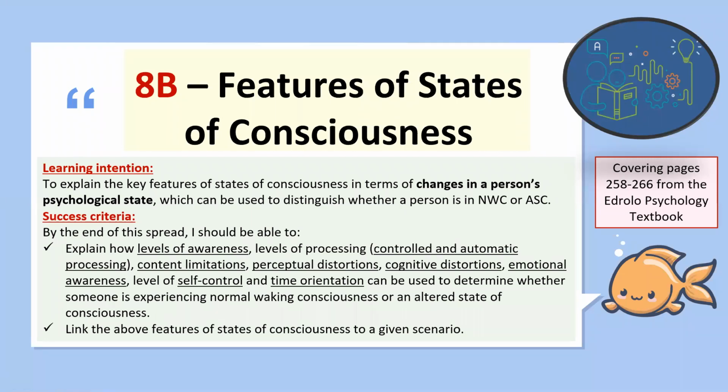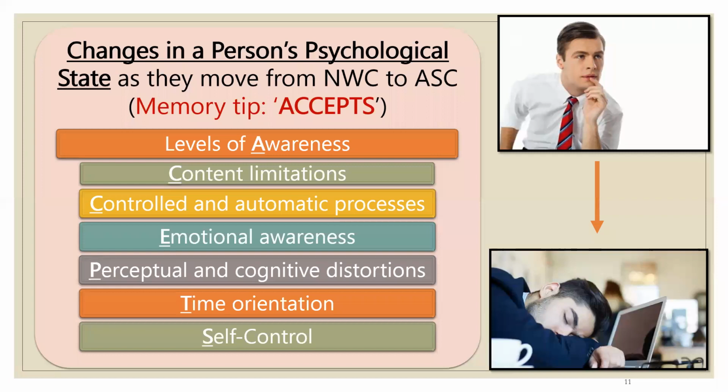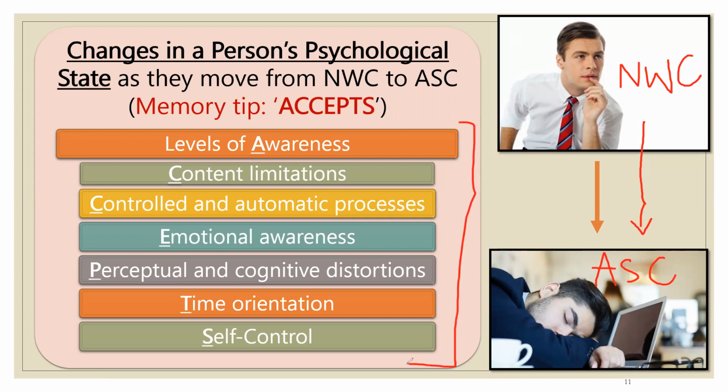So the next spread looks at features of states of consciousness. This one is pretty straightforward, but you just need to know what the names are. That's the main thing. These are the characteristics or features that we see occurring as a person moves from a state of normal waking consciousness, where they are alert and aware of their environment, as well as everything happening inside themselves, to an altered state of consciousness. These are the changes we see occurring as they move from one to the other.